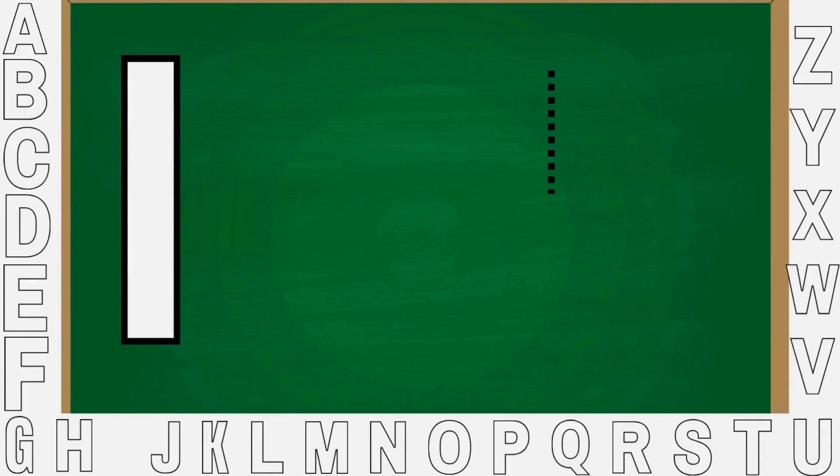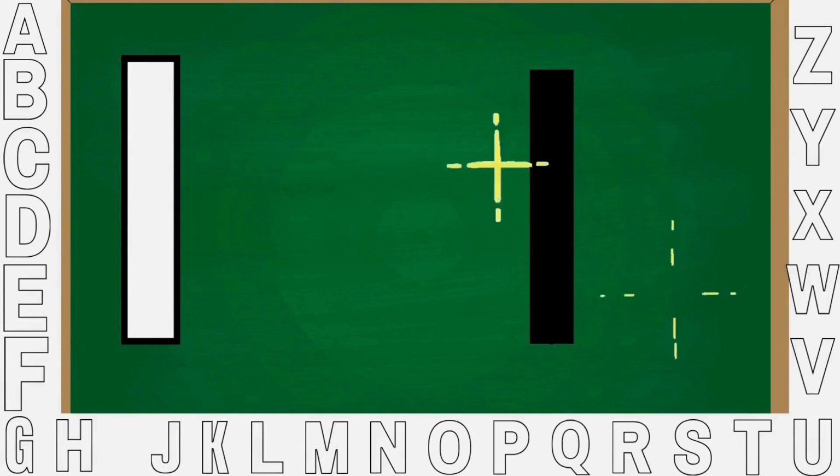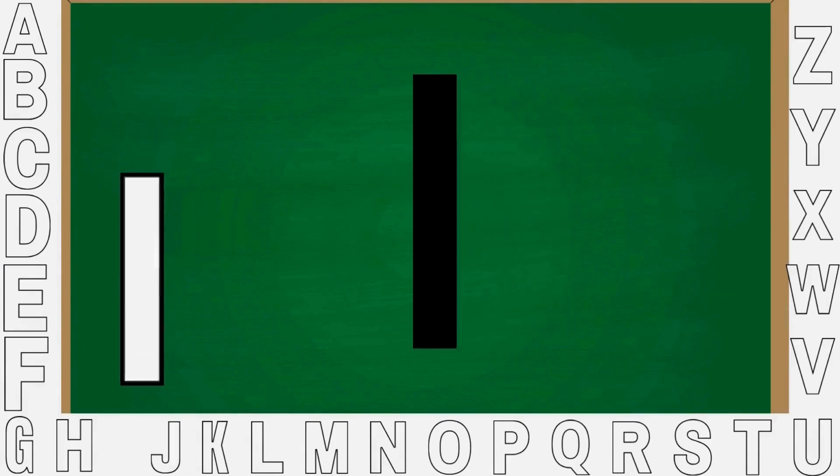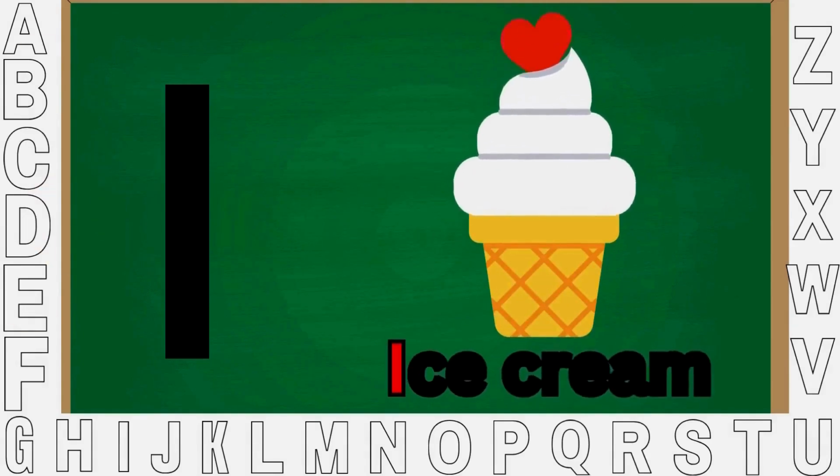I. Draw a vertical line. I. I is for ice cream.